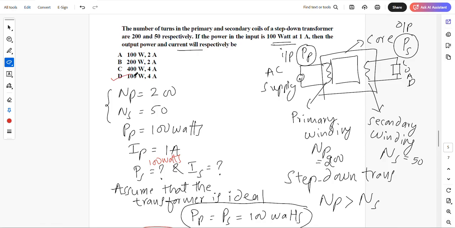Students, hope you understood. You might have enjoyed the problems on transformer. I will be coming with a lot of interesting problems on different topics of your class 12 as well as class 11.